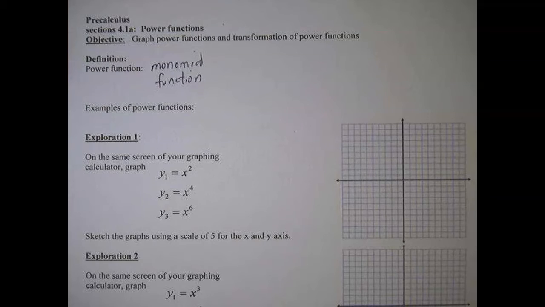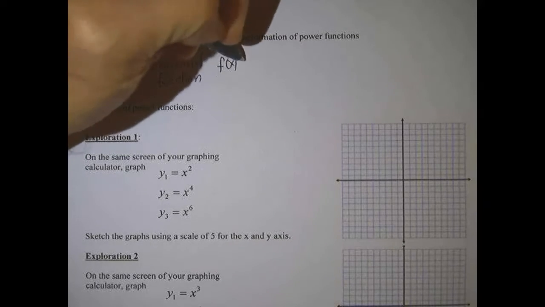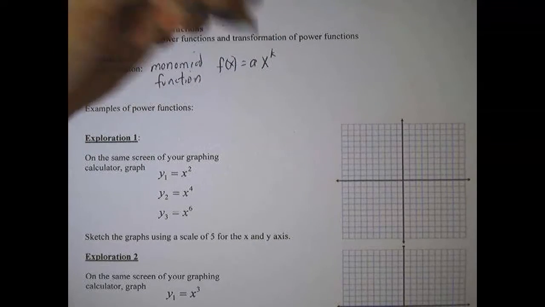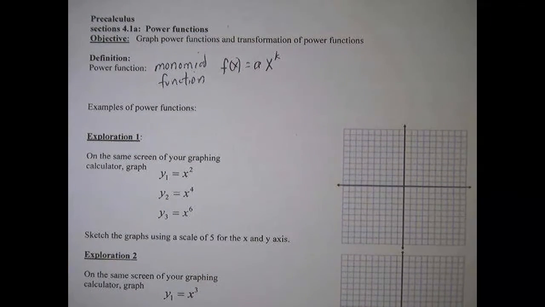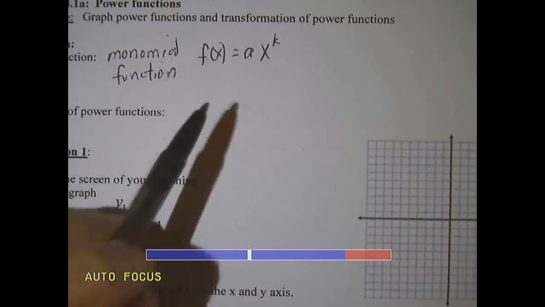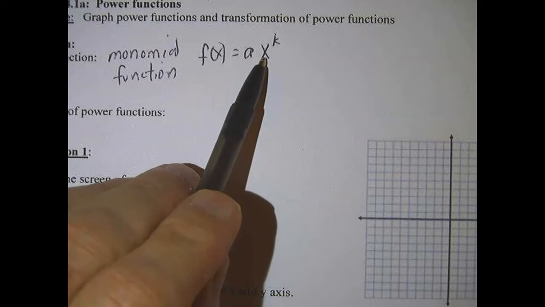In other words, f of x is just a single term. There's nothing being added or subtracted. So f of x is just a single term. We're going to write it as a times x to the k. Now these are just commonly used variables here, but they're not the only ones used for this kind of discussion. But a in this case can be any real number. X is our independent variable, can also be any real number.